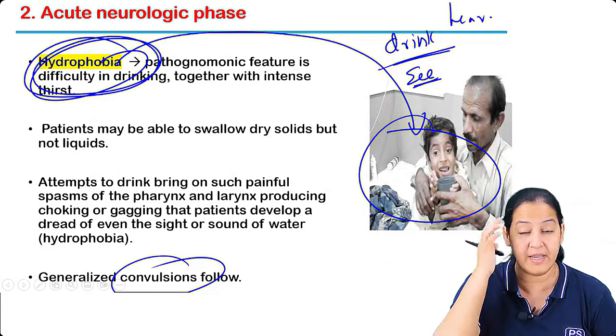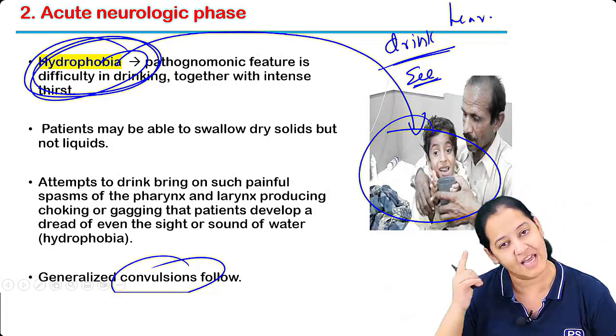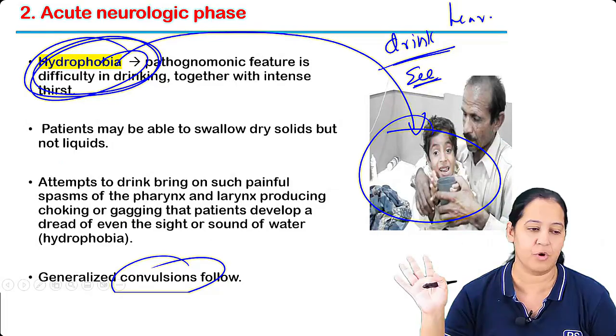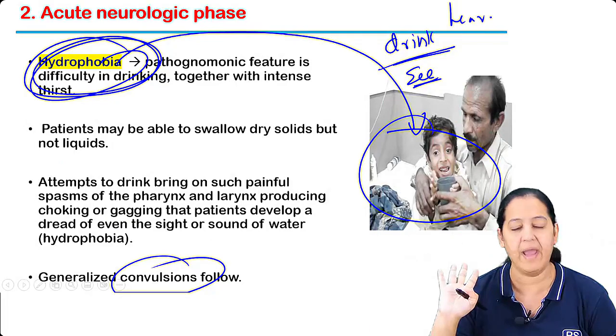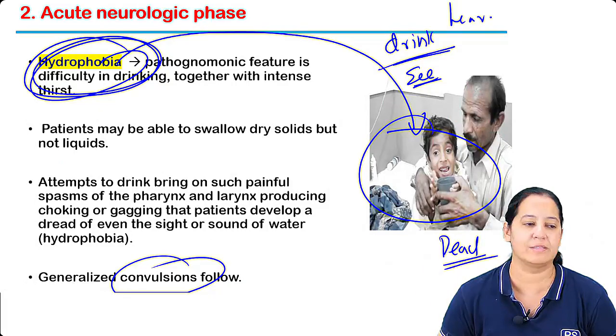There are certain areas in the brain which are destroyed, which cause hydrophobia. Exact mechanism not known. Cerebellum, hippocampus gone. That is for MCQs, you know, right? Exact mechanism not known, but it is the hallmark here. Yes, hydrophobia, right?